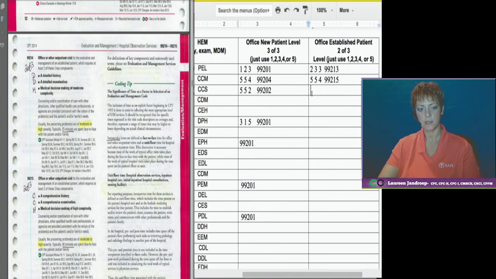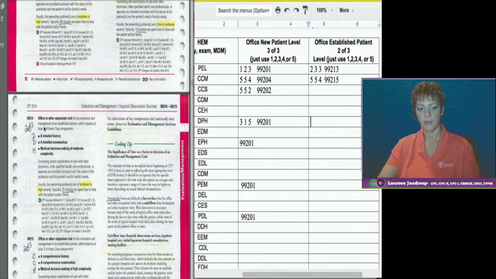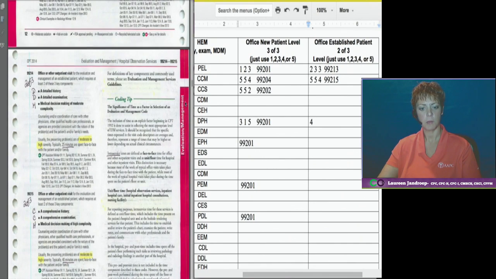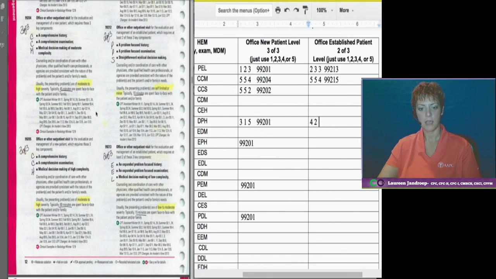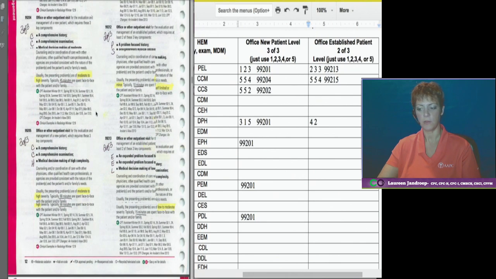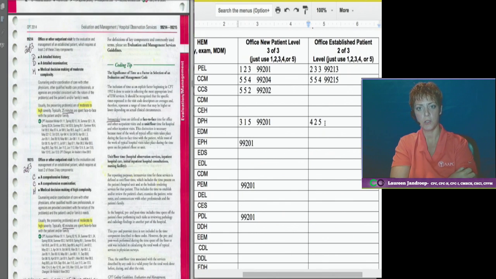Let's skip down to this one, DPH. So we see a D is on level 4. Okay, so we're going to put a 4 here. And then the P we had determined was on a level 2. And then the H, where does the H show up? That's a level 5. So when it's 2 of 3, we drop the lowest, which is the 2, and we code to the next lowest. So in this case, it's a 99214. We don't have to go to a 3. Okay, we go to the next lowest in this situation, so it's a 99214.